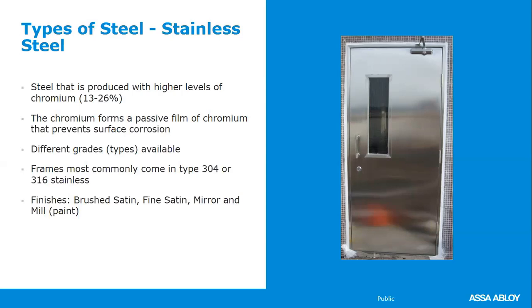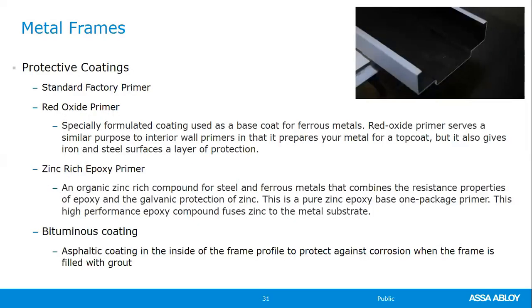And then for the different finishes you'll see there, again, you'll need to make sure of what is in the spec so that you can price accordingly. Then we have metal frames and their protective coatings. If you don't specify anything and you just order a standard frame, it's going to have a standard factory primer finish on it. For the most part, a lot of the specifications will call for whatever the factory standard primer is.